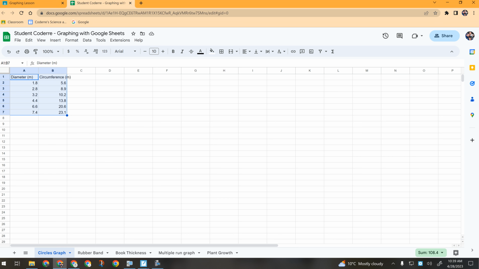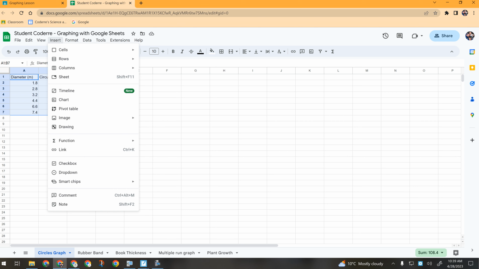Then I go to Insert, and I tell it I want to insert a chart. So I click on Chart.